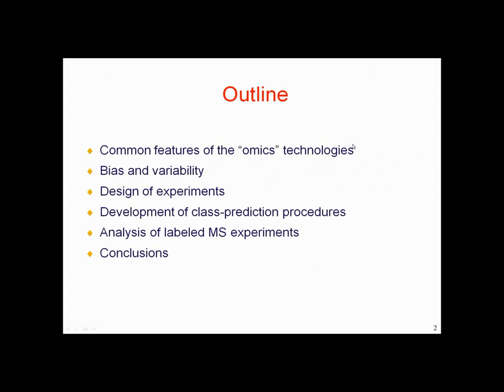So I will try to look first at the common features of the omics technologies, which make them especially interesting from a design point of view. And I will look at the issues of bias and variability, which are very closely linked to the omics technologies. I will take a look at design of experiments issues and some techniques which are relevant for design of experiments. And we will look at a couple of examples. One of them will be development of class prediction procedures and the design features which are important there. We'll look at the analysis of labeled mass spectrometer experiments, and I will finish with some hopefully simple conclusions.